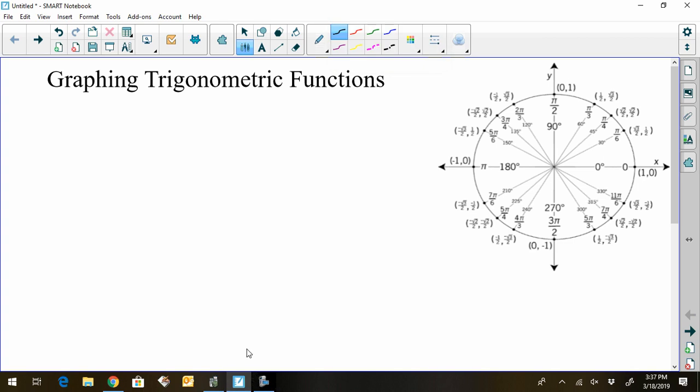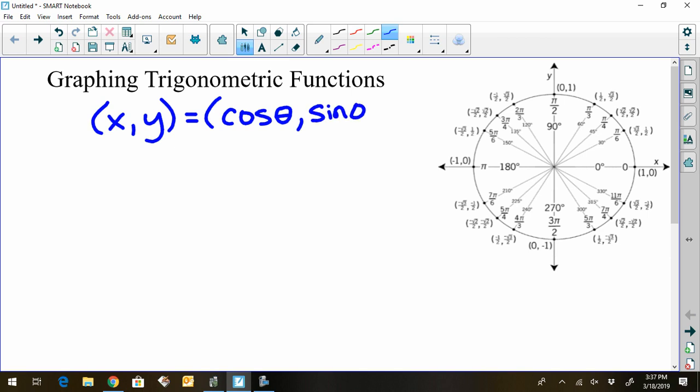All right, we are going to look at graphing trig functions. So first, let's review what our ordered pairs and our unit circle mean. We know that we have x comma y, and we know that x goes with cosine of theta and y goes with sine of theta. Okay, so to start, let's just graph our sine and cosine graphs.